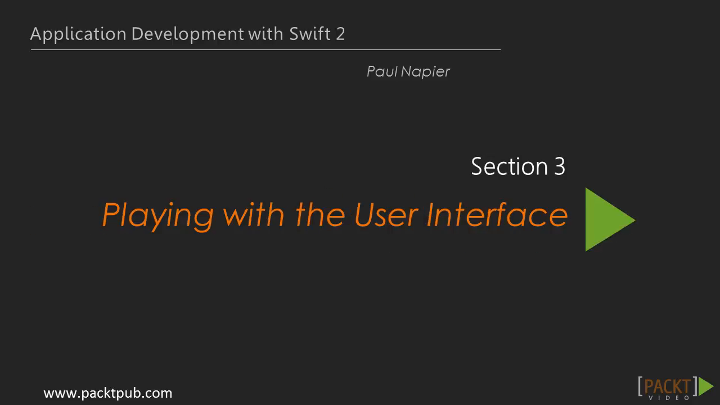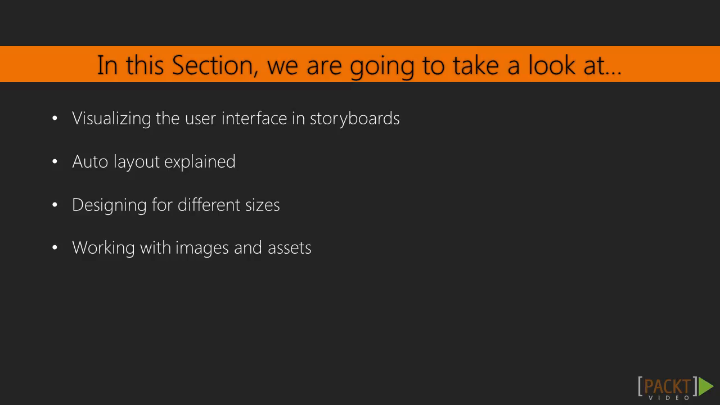In the previous section, we explored Xcode, the IDE, and started to get an understanding of how we're going to be working within it. In this section, we're going to create the user interface in Storyboards. Next, we're going to have a look at auto layout constraints and how these work. Then, we're going to have a look at how we design for different sizes using Storyboards. And finally, we're going to have a look at images and assets and how we apply these within Storyboards.